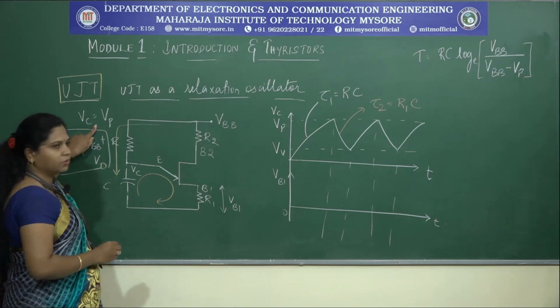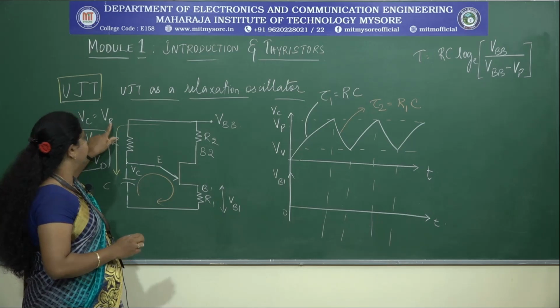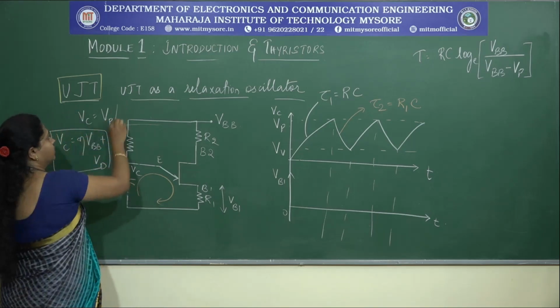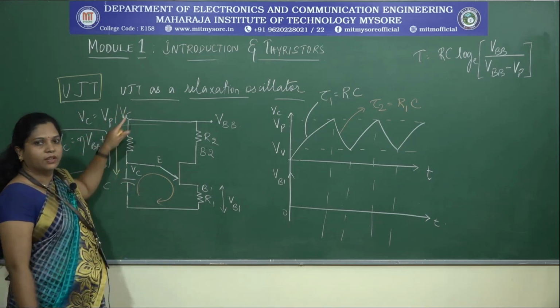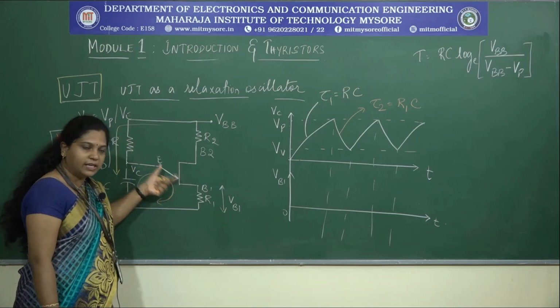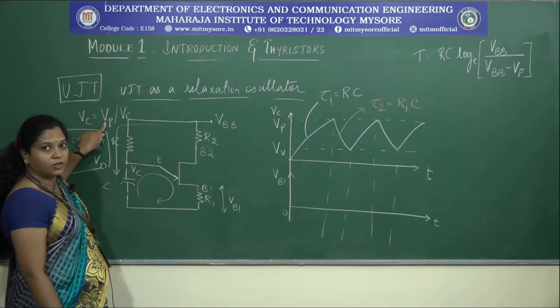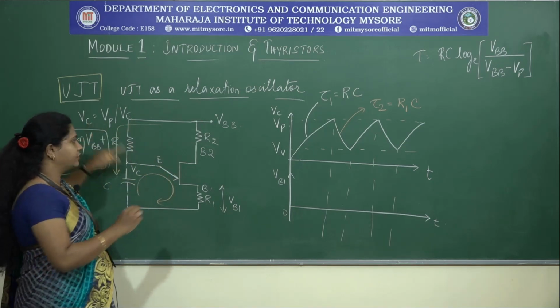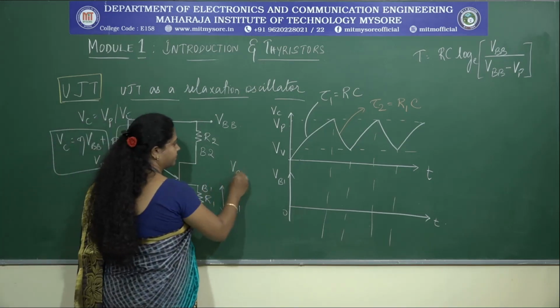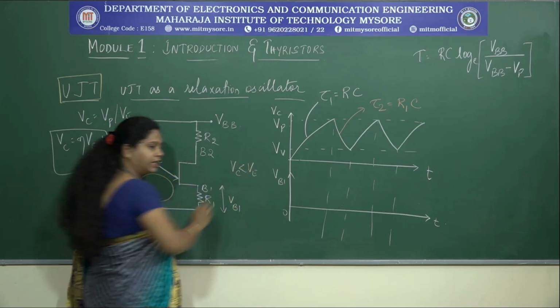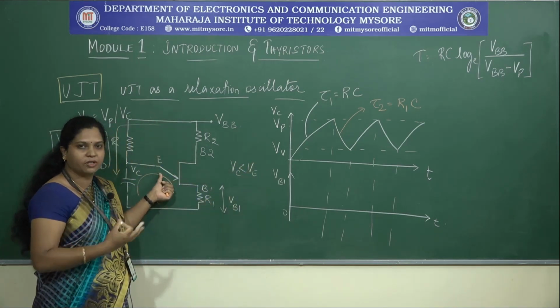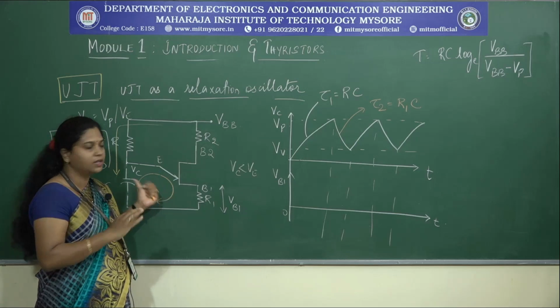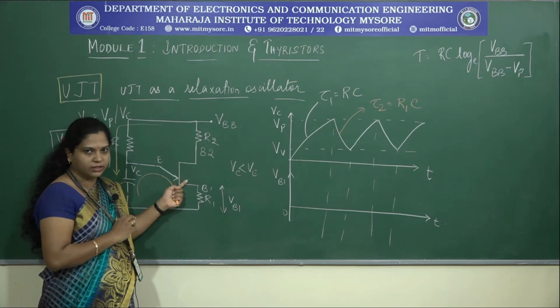When this capacitor voltage will be equal to the emitter voltage, only then it will turn on. When Ve is equal to Vp, only then it will turn on. If the value of the capacitor voltage is less than Ve, it is not sufficient. The voltage developed by the capacitor is not sufficient to turn it on.